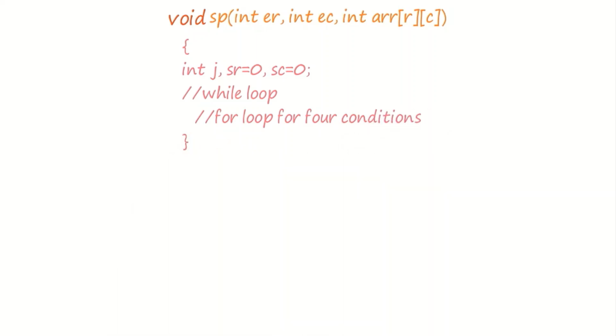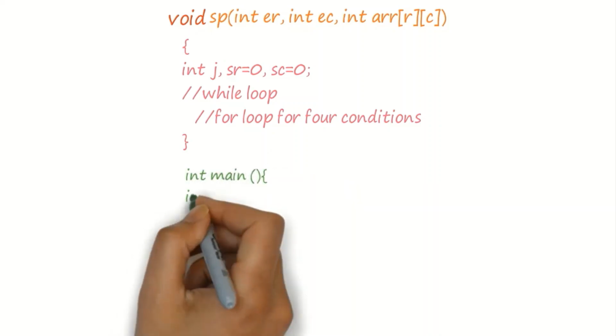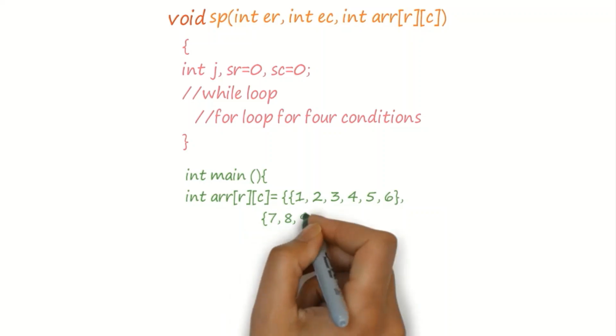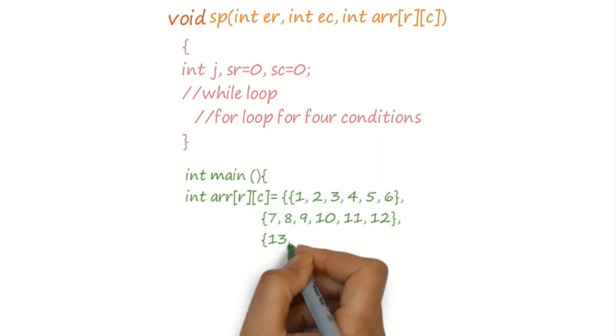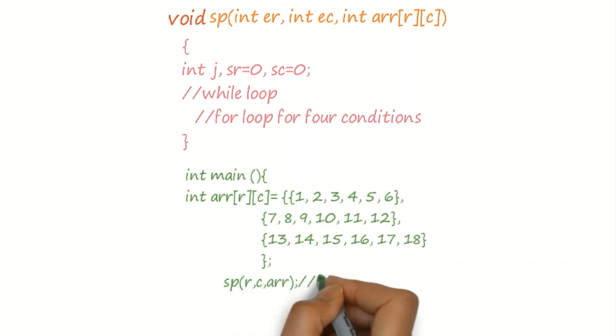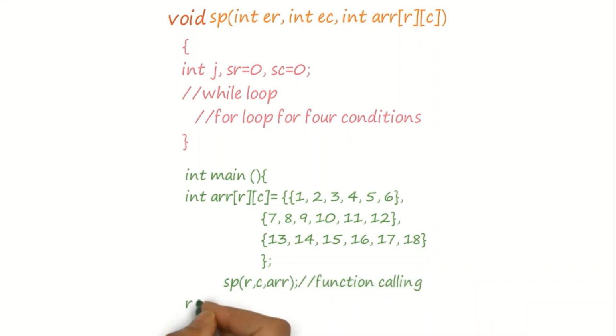The main function will be given to you as a part of the automata fix problem. Here your array will be given and it will use the static representation. This is how static array will be represented, and SP function will be called here. But while calling the function, just use the array name, omit the square brackets.